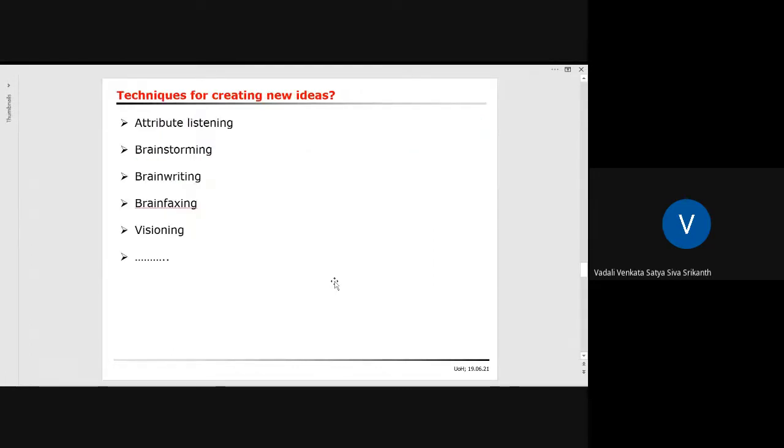Now, I have listed some of these techniques here. I will not be discussing all the techniques, but as I said, there are techniques for creating new ideas. One of them is attribute listing. This is especially good for engineering types of situations. This is based on an analytical technique. In this technique, people involved in using attribute listing to create new ideas break the situation into different constituent parts and look for different attributes.